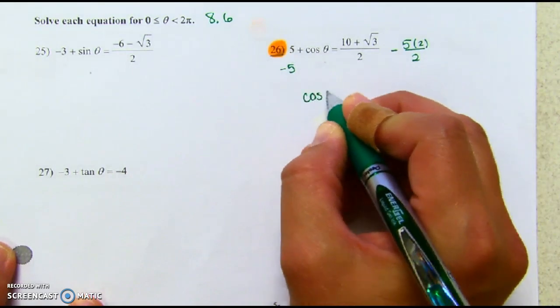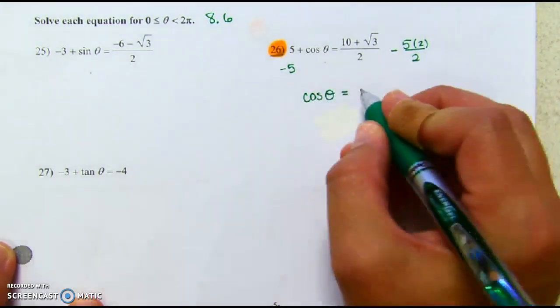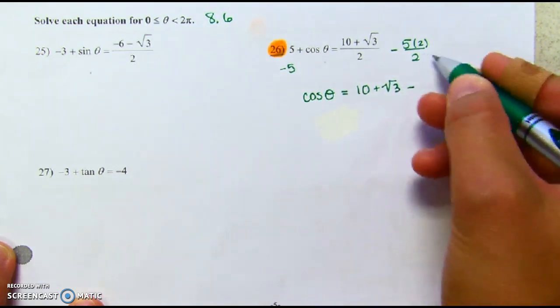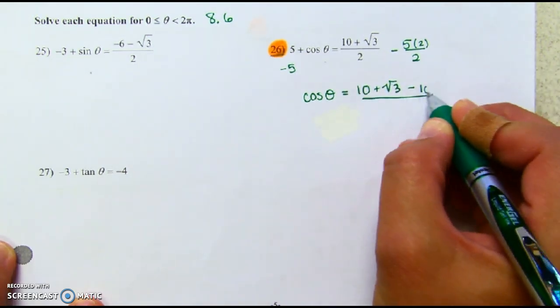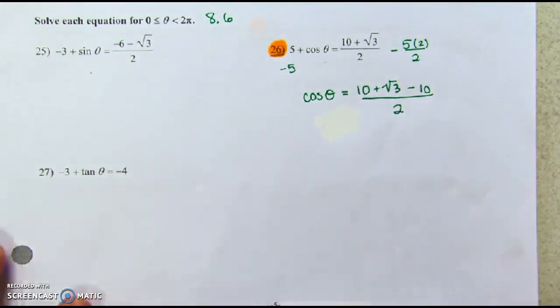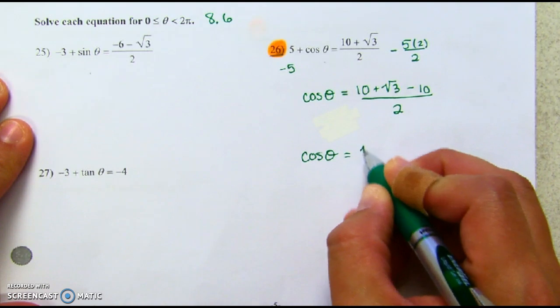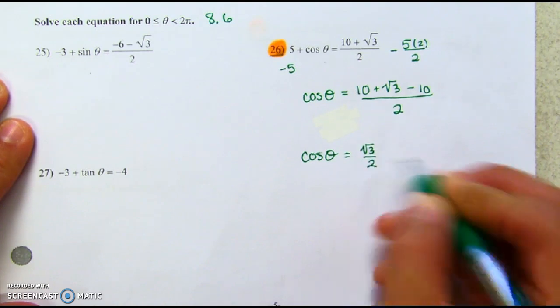All right, so we're going to have cosine of theta equals 10 plus the square root of 3 minus, what's 5 times 2? 10, right? Because we have a common denominator. All right, what's 10 minus 10? Combine like terms. Those go to 0, and we're left with the square root of 3 over 2.